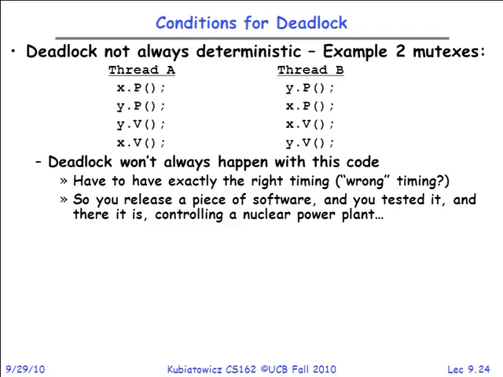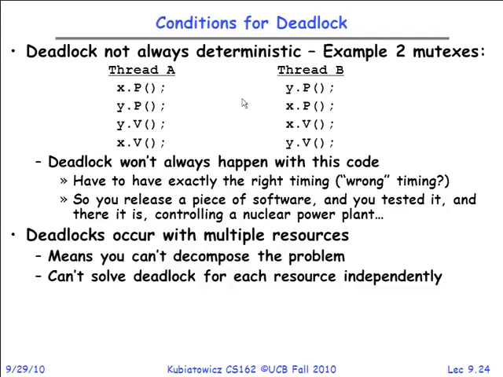So one thing is deadlocks always occur with multiple resources, which means that you can't really decompose the problem into smaller ones and find the deadlocks. You have to go head on with the two threads and the two resources in order to detect it.